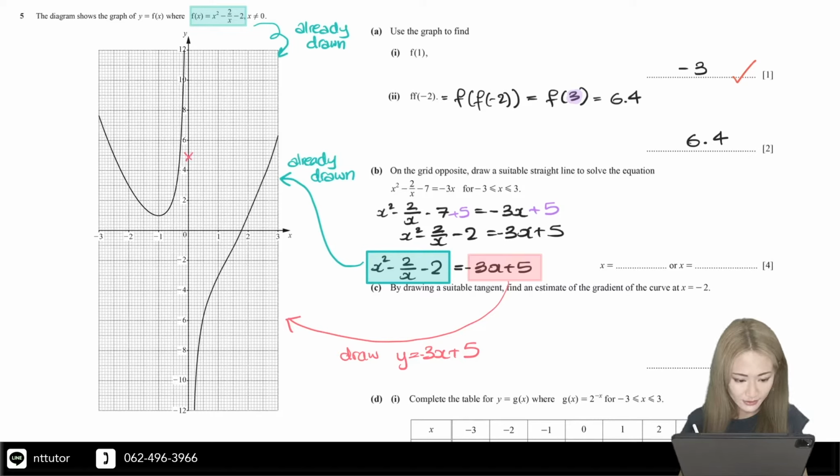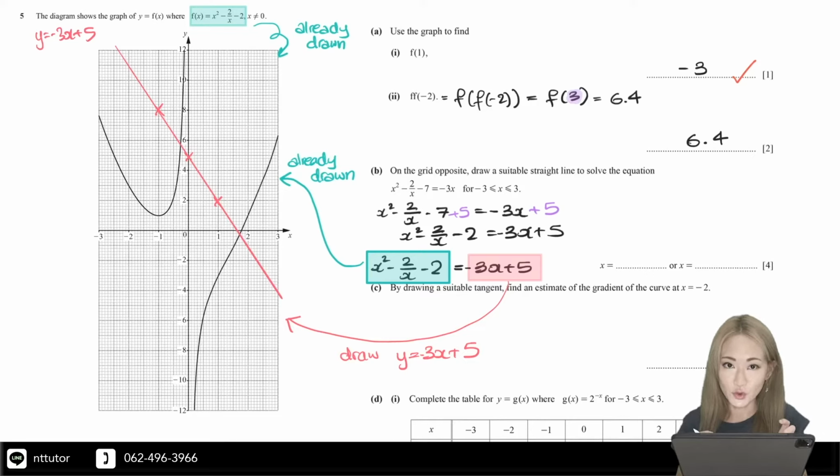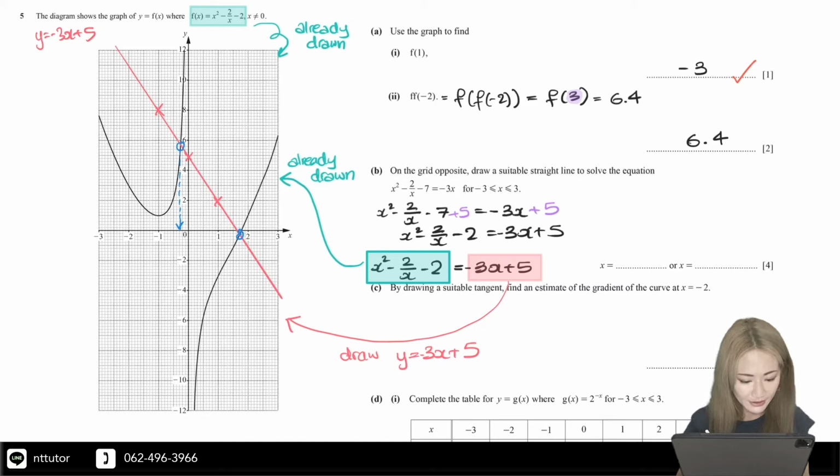It's a line with a y-intercept of 5 and a gradient of minus 3. So the line should look like this. To solve the equation, you can use a graph: draw the graphs of both sides and find the points of intersection. We're just trying to find the points of intersection between this curve and this line. The points of intersection are over here, and the x values corresponding to that are minus 0.3, and the other one is around 1.7.